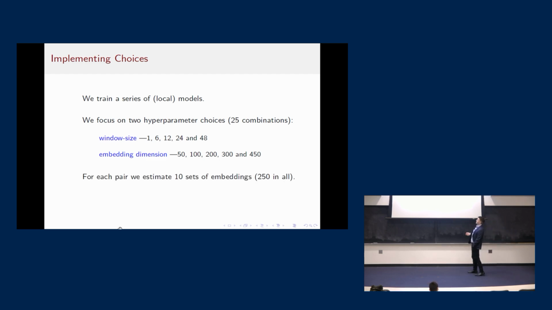And for each pair, we're going to estimate 10 sets of embeddings. The reason we're going to do that is for stability, but we'll come back to that in a minute. And then finally, we'll compare GloVe and word2vec.